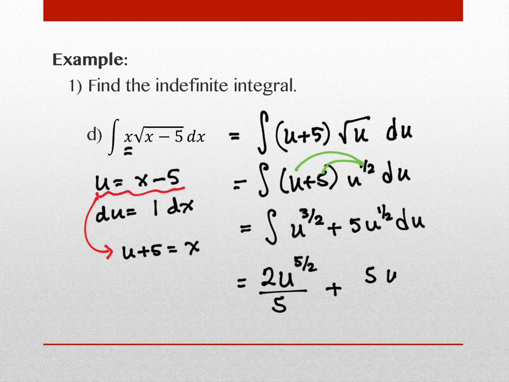U to the 3/2, or 5u to the 3/2 over 3/2, or if you would like to do it as multiplication, you can multiply by 2/3, right? Divide by 3/2, multiply by 2/3. And I have a plus c on the end.